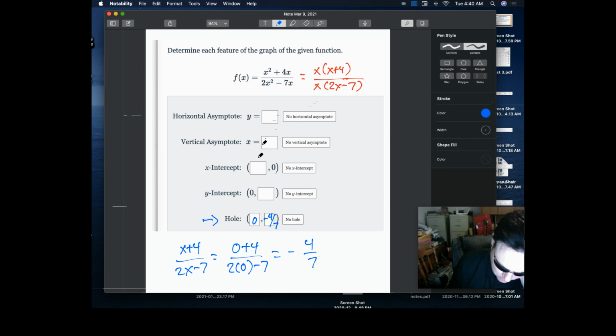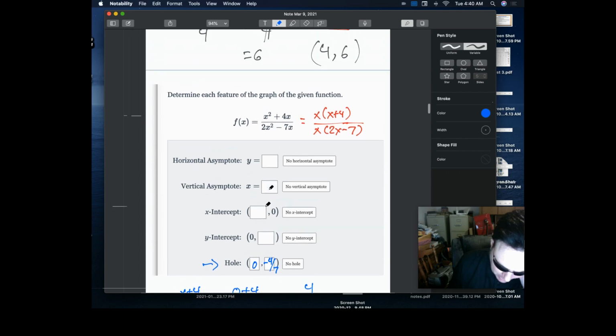So we got that part done. Let's go with horizontal asymptote. We have x squared and x squared, so they are the same, so you divide the leading coefficients, that's going to be 1/2. Vertical: you're going to take this, set equal to 0, that's going to be 7 over 2.